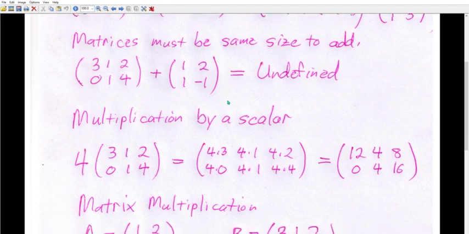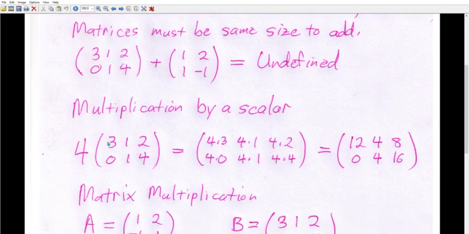Now another thing you can do is you can take a matrix and you can multiply it by a scalar. Here we're multiplying 4 times our 2 by 3 matrix, and the way you do it is just 4 multiplies every entry in the matrix. So 4 times 1, 4 times 2, 4 times 0, 4 times 1, 4 times 4 gives us the matrix 12, 4, 8, 0, 4, 16.